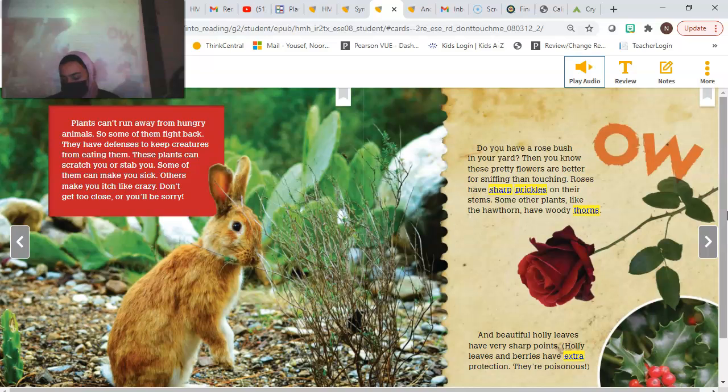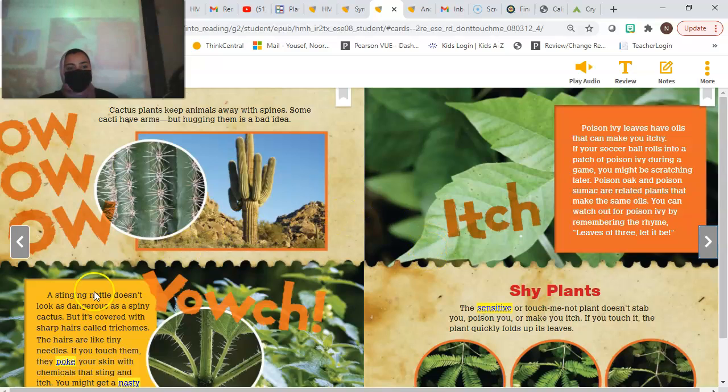How do roses protect themselves? With their thorns. Very good. And how do these holly plants protect themselves? JC? They're poisonous and they have sharp edges, right? Yeah, they have sharp edges on their leaves. Very good. Let's keep going.